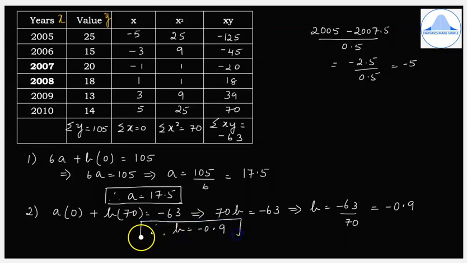Now that we have obtained the values of a and b, we substitute them back in the given straight line equation to obtain what is called the fitted straight line trend equation.